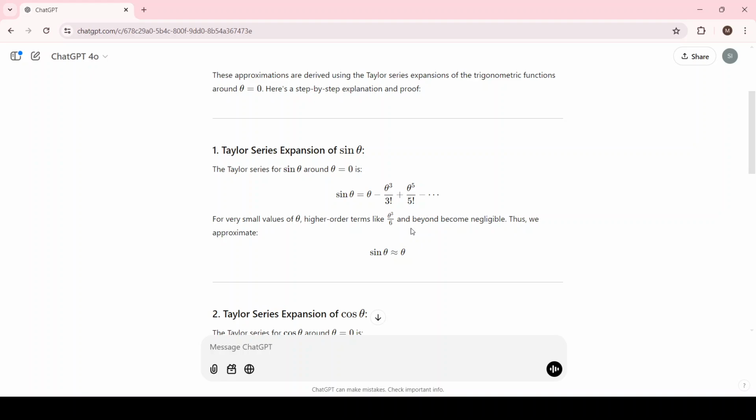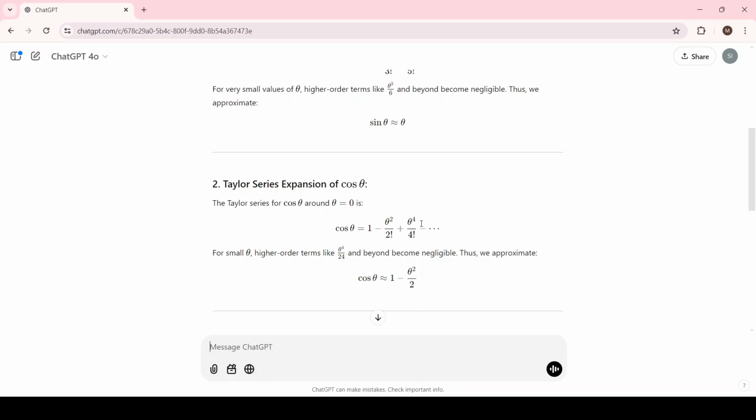"The higher order terms like theta cubed over 6," yes, "and beyond become negligible." That is exactly right. So 6, of course, is 3 factorial. Very good. And then the Taylor series for cos theta. "For small theta, higher order terms like theta to the 4 over 24" (24 is 4 factorial) "and beyond become negligible."